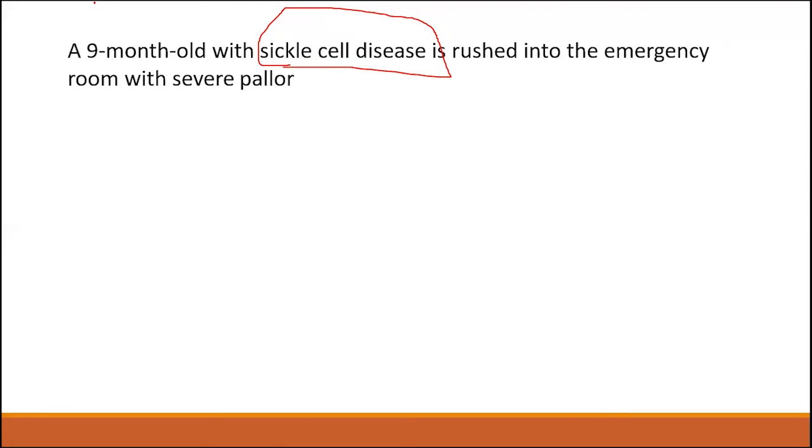So now we have a 9-month-old child with sickle cell disease rushed into the emergency room with severe pallor. Pallor means severe anemia, or the person is pale. And you can only be pale when you have what? Anemia. And anemia means low what? Low HB, or low blood. But over here, of course, sickle-shaped cells. So definitely, you are thinking of a whole lot of things.